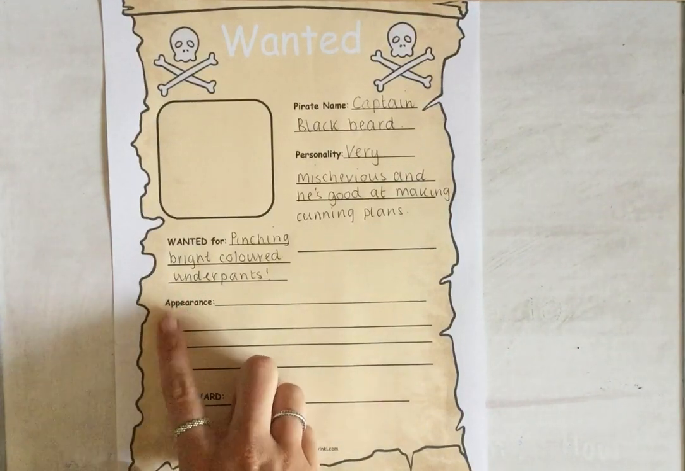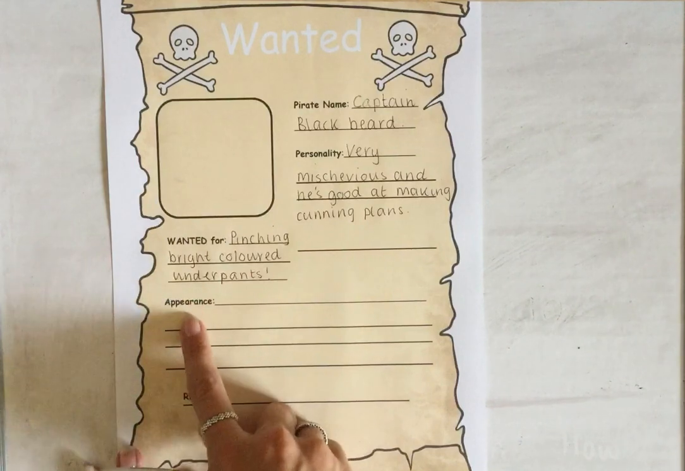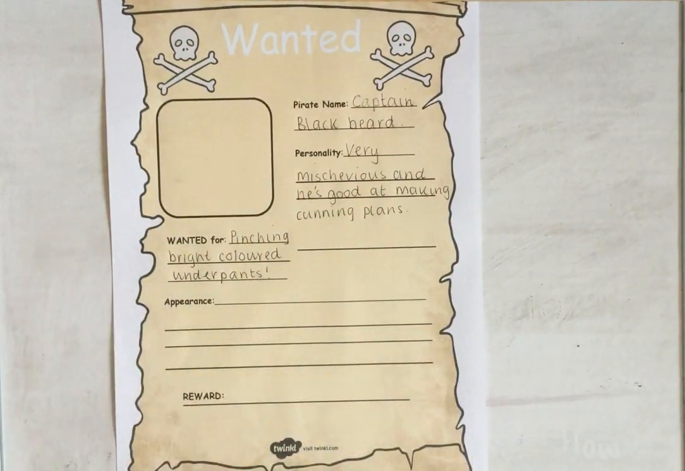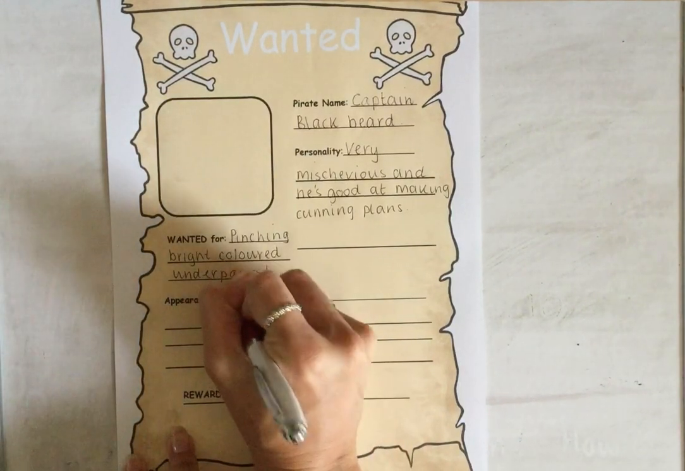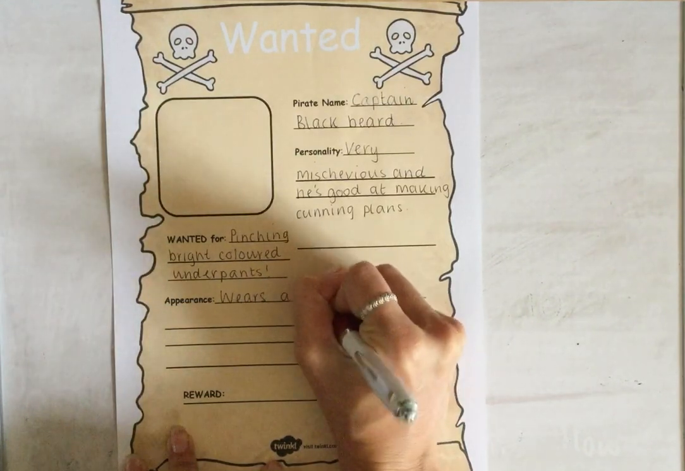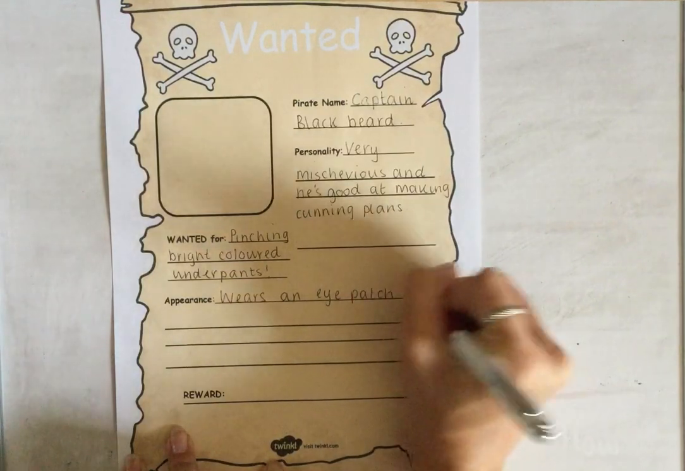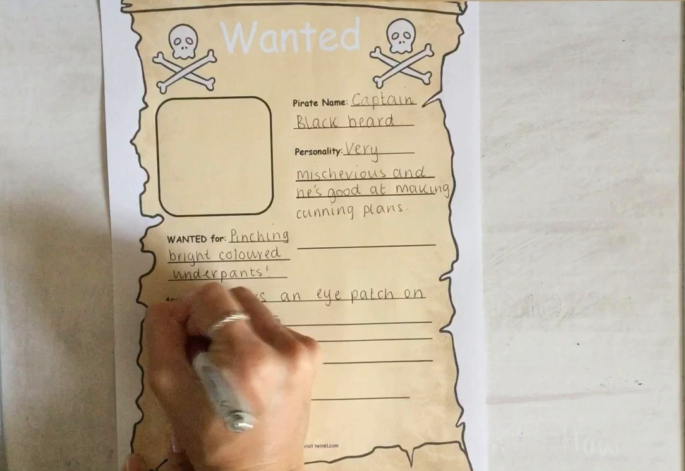His appearance. Now, you will have looked at this word and the word personality when we created a wanted poster for the big bad wolf from the story Little Red Riding Hood, back in the autumn term when we looked at traditional tales. So what does he look like? So he wears an eye patch on his right eye.